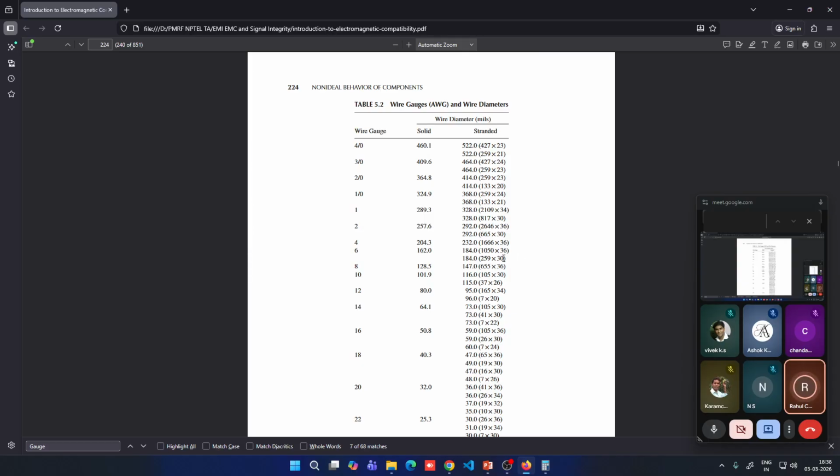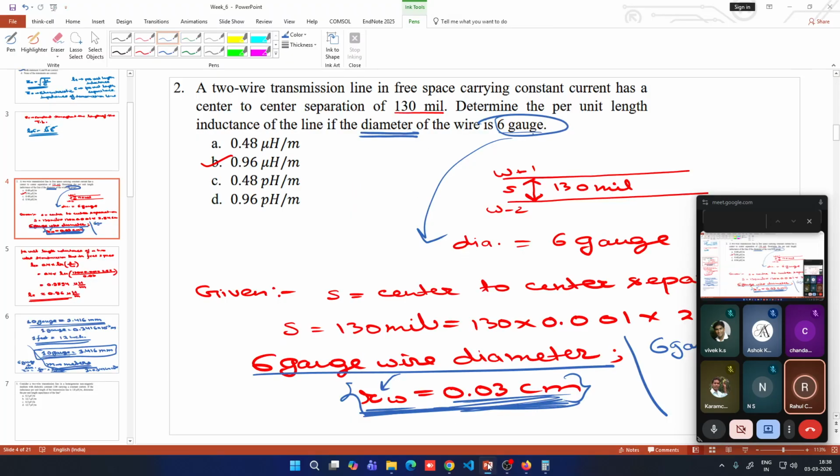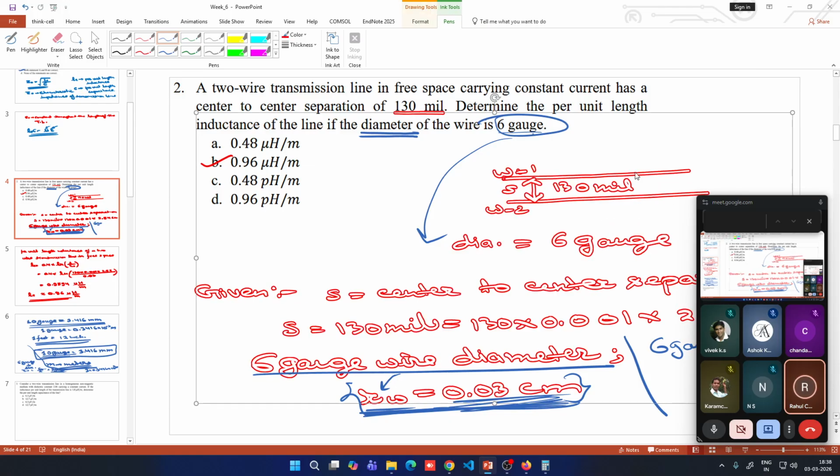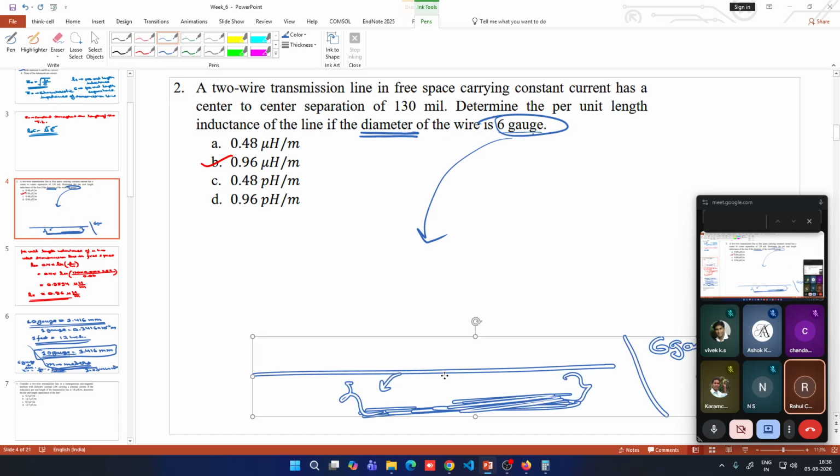So currently I was not able to find any values, but I think in one of the lectures sir has also mentioned it. But for now, for the time being, we will take this as the correct value. So 6 gauge wire means it has a diameter of 162 mils. I will note it down here, and we can resolve this problem by taking that value.